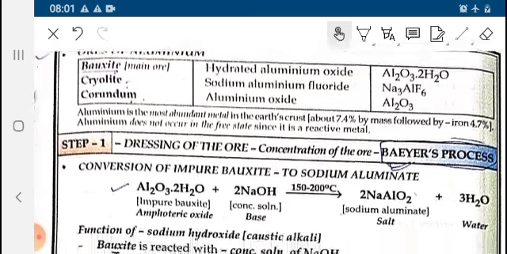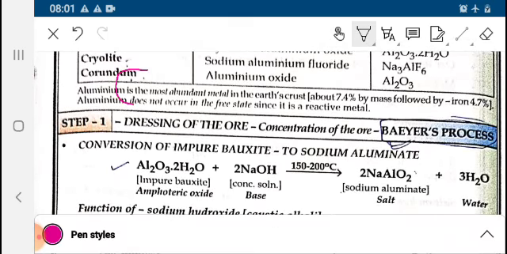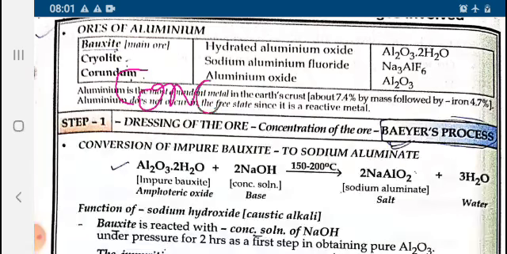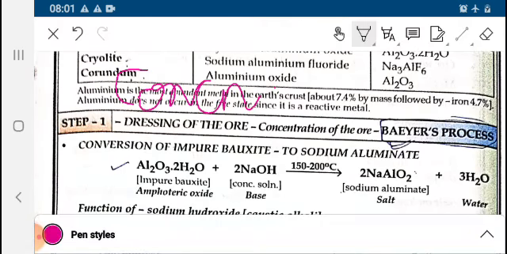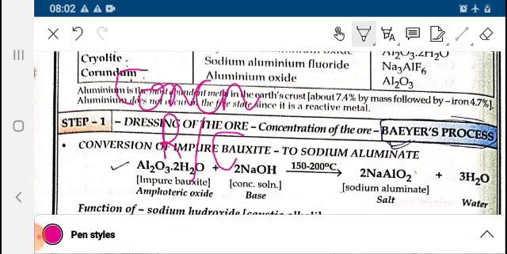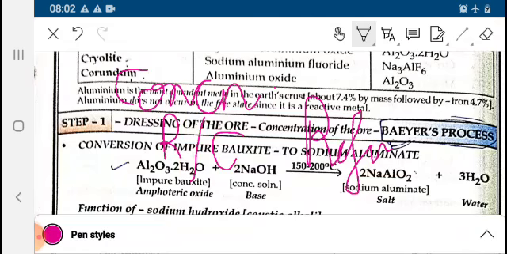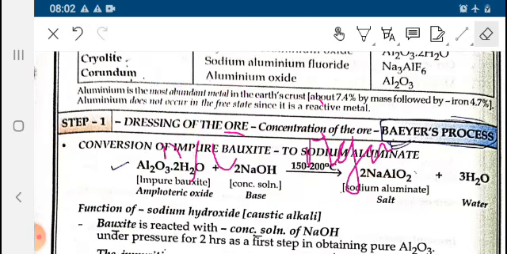Now, in each extraction, there are three steps. One is concentration of ore, second, roasting or calcination process, which is also known as converting the ore into the oxide form, and then the refining process. These are the three steps for the extraction of aluminium or any other metal.